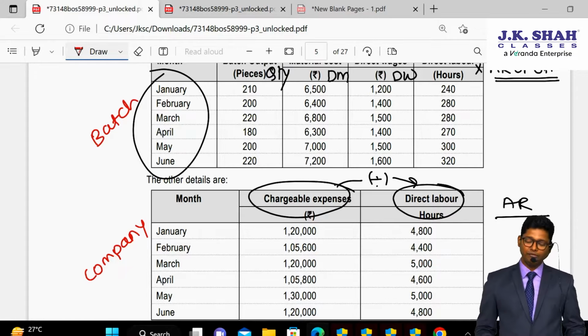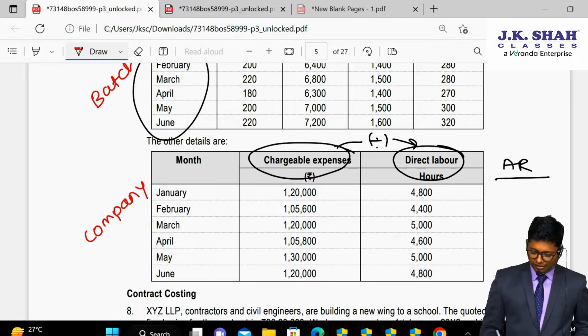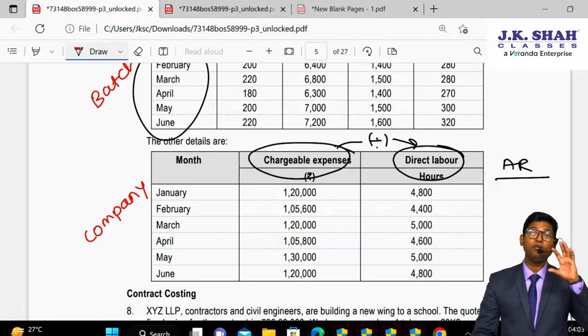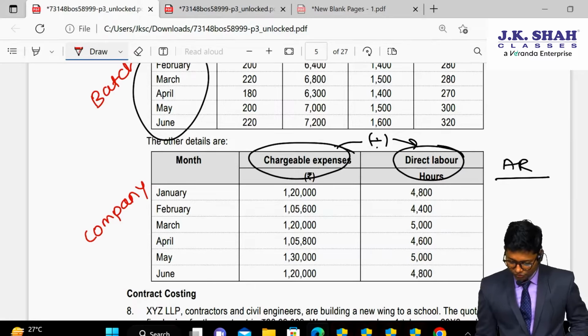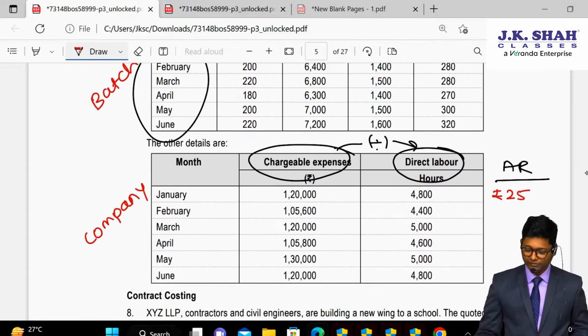In the month of January, the overall overheads incurred are 1,20,000 and it is divided by 4,800, the overall number of direct labor hours. So you are going to get here rupees 25 as your absorption rate for the month of.